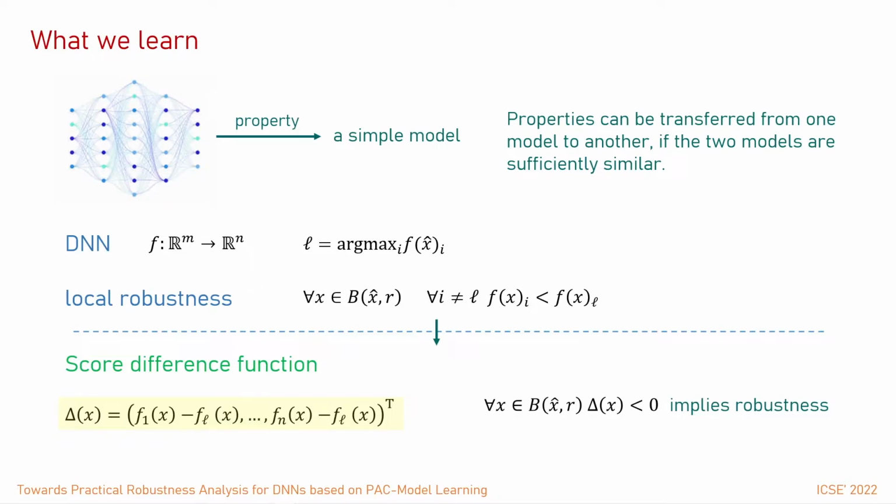What we learn here is the score difference function of the original DNN. The score difference function is a good indicator of the robustness. As the score difference is smaller than 0, the model is robust, so we will learn its surrogate under the PAC guarantee.